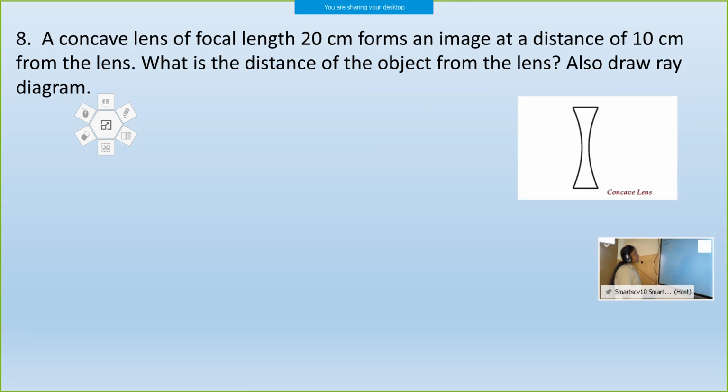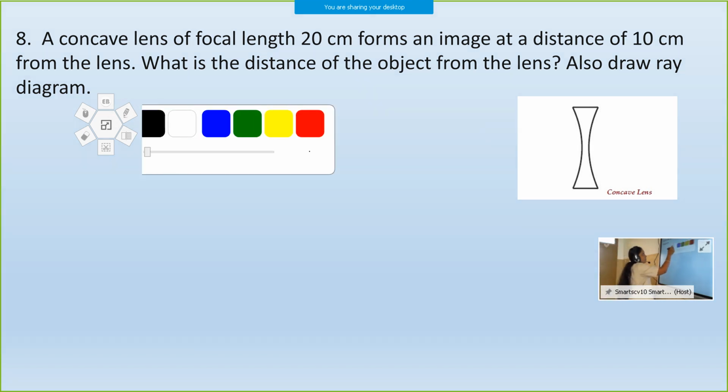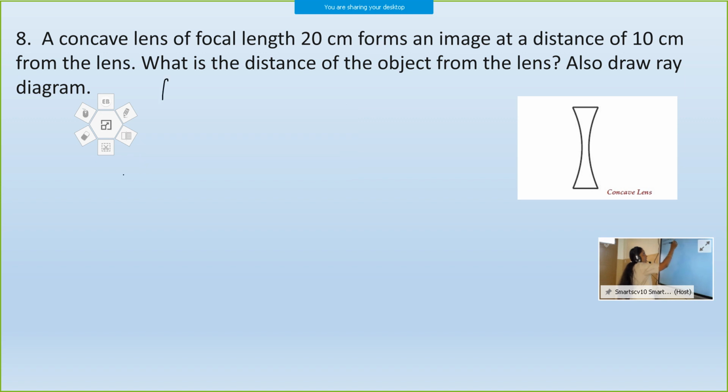Next question: a concave lens of focal length 20 centimeter. So here the focal length is 20 centimeter. So f is equal to 20, and is it positive or negative? It is a concave lens, so the focal length is negative. It forms an image at a distance of 10 centimeter. That means the image distance is given. v is equal to minus 10 centimeter.